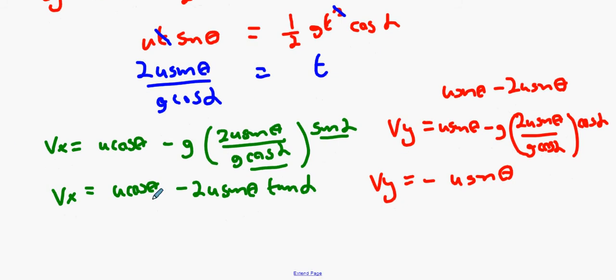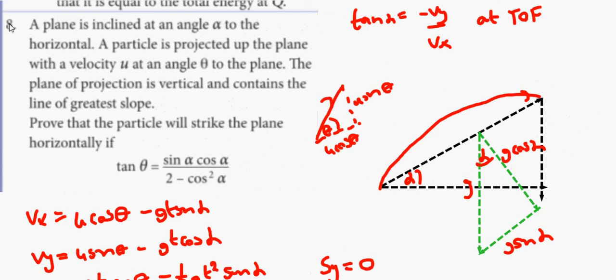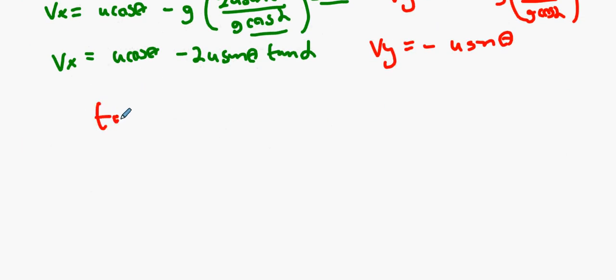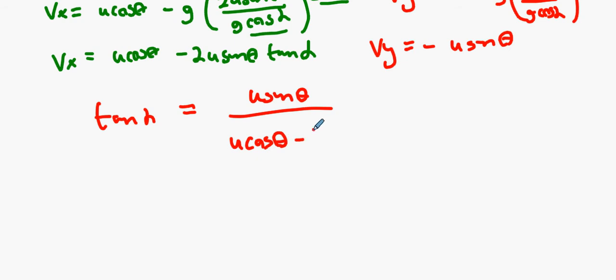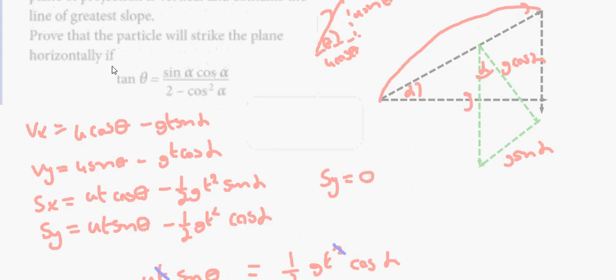Now we're going to do minus Vy over Vx for time of flight. Go back to the very beginning, we're saying it's tan alpha. So tan alpha equals minus Vy over Vx, which is going to be u sine theta, all divided by u cos theta minus 2u sine theta tan alpha. Now, that's the easy part done. Now, what I'm going to have to do is take this down with me, like so.